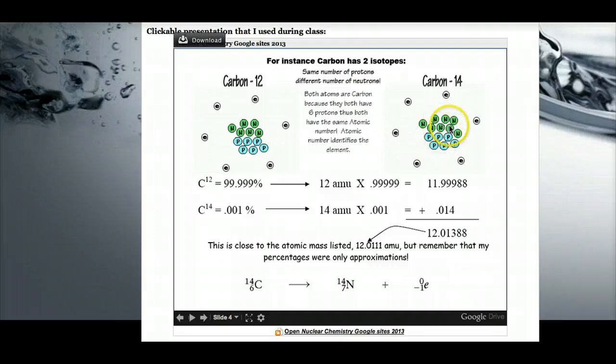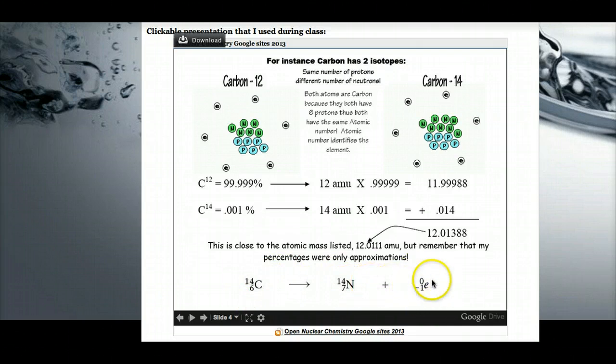And how does it change itself? In this example, carbon-14 emits a beta particle to become nitrogen-14. If you look with me, 14 minus 6 is 8 neutrons to 6 protons. When it emits a beta particle and changes its nucleus to become stable, now it has 7 protons and 7 neutrons. We call this transmutation. The atom changed because the proton number changed.